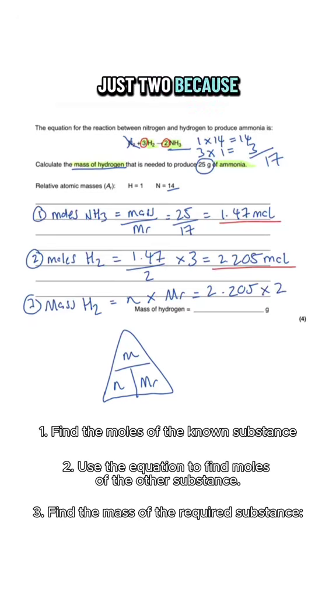We've got our moles from the previous question, which is 2.205, and we know that the Mr of hydrogen is just 2 because there's 2 atoms and each one's got a relative atomic mass of 1, and that would give 4.41 grams, and that would be your final answer.